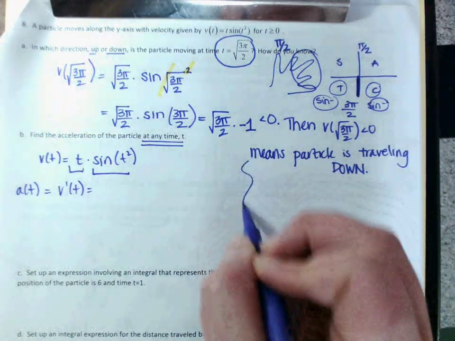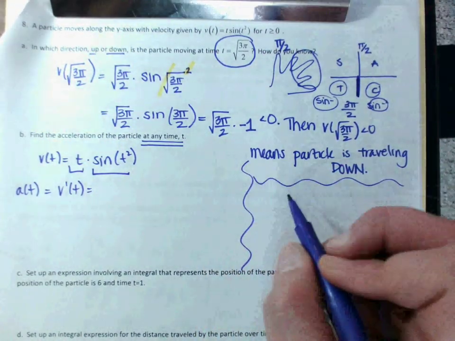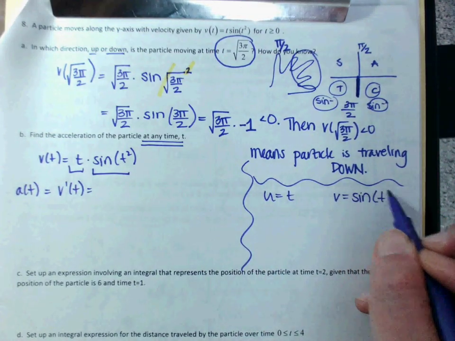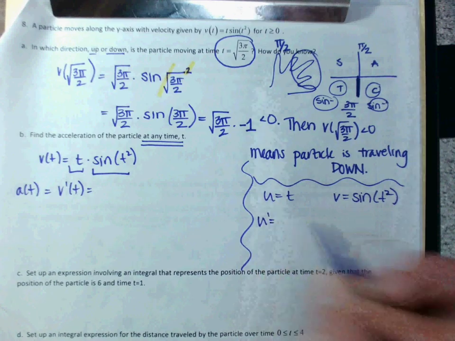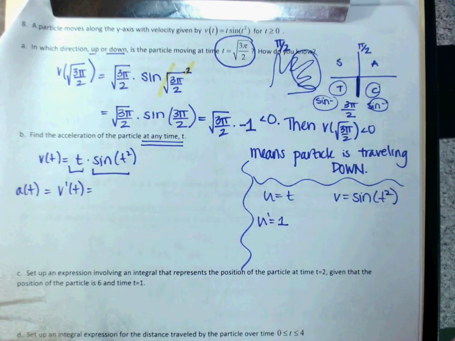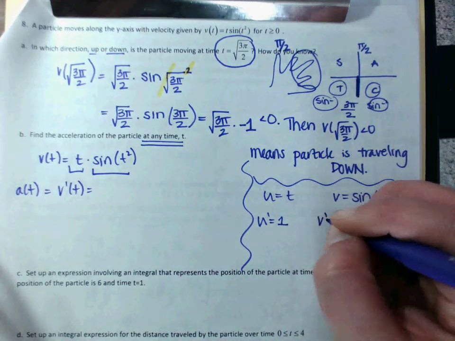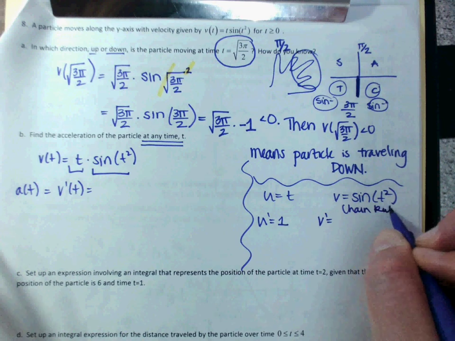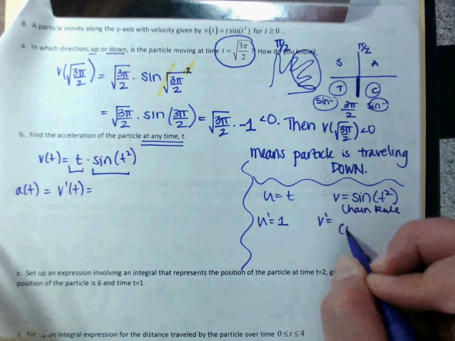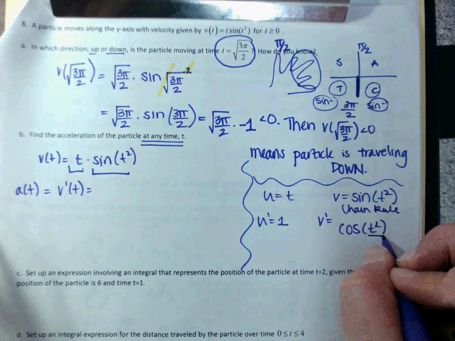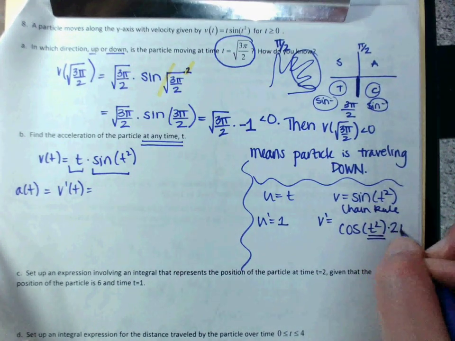So let's set this up over here. My u is a t, my v is a sine t squared. Then u prime, the derivative of t, is just a 1. But then v prime is actually going to require chain rule. So think about, I'm going to take the derivative of sine, which is cosine t squared. But then I have to multiply by the derivative of t squared, which is 2t.